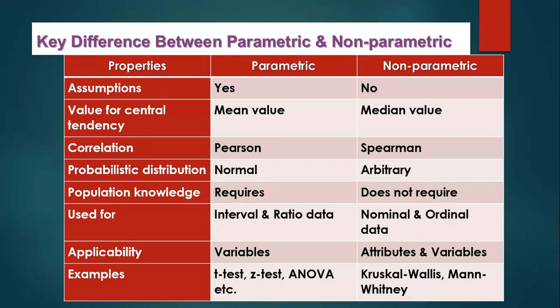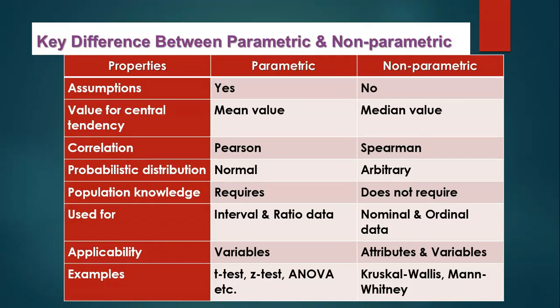A parametric test mainly handles quantitative data such as interval data and ratio data, whereas a non-parametric test handles qualitative data such as ordinal data or nominal data. Parametric tests are mainly applied to variables, whereas non-parametric tests are mostly applied to attributes and variables. Examples of parametric tests are the t-test, z-test, ANOVA, etc. Non-parametric examples are the Kruskal-Wallis and Mann-Whitney U-test. Parametric tests have more statistical power, whereas non-parametric tests are not as powerful as parametric tests.